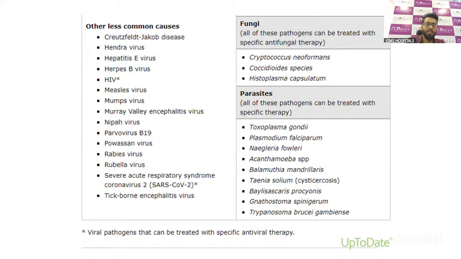As I said, fungi, Cryptococcus neoformans, in the background of immunodeficiency, it's very common. And parasites, Toxoplasma, again, needs a background or an exposure to cat feces and pregnancy, and also some of the immunodeficiency conditions. And Plasmodium falciparum is a very common condition in India, that is cerebral malaria, needs to be considered in a state where malaria is endemic. Naegleria fowleri and Acanthamoeba are very rare. They are called primary amoebic meningoencephalitis.